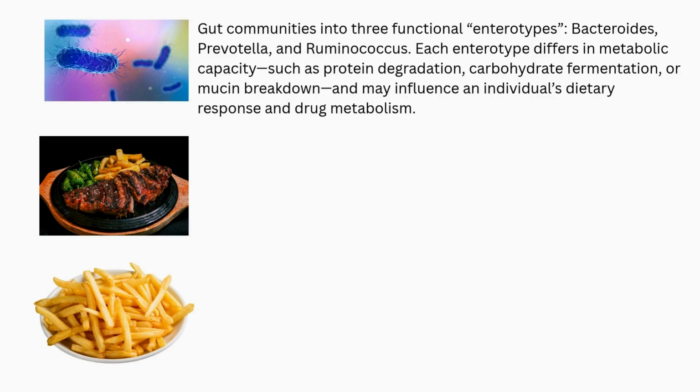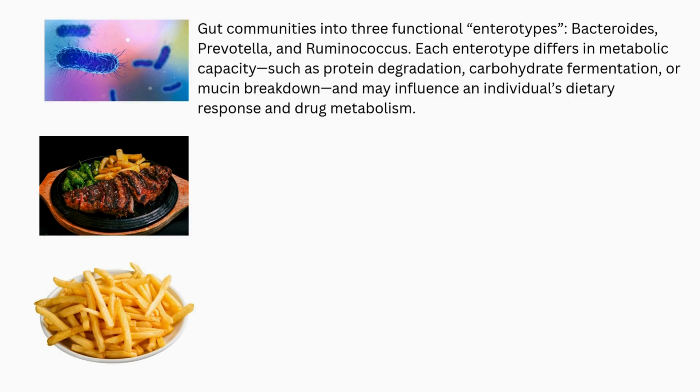Researchers have classified gut communities into three functional enterotypes: Bacteroides, Prevotella, and Ruminococcus. Each enterotype differs in metabolic capacity, such as protein degradation, carbohydrate fermentation, or mucin breakdown, and may influence an individual's dietary response and drug metabolism.